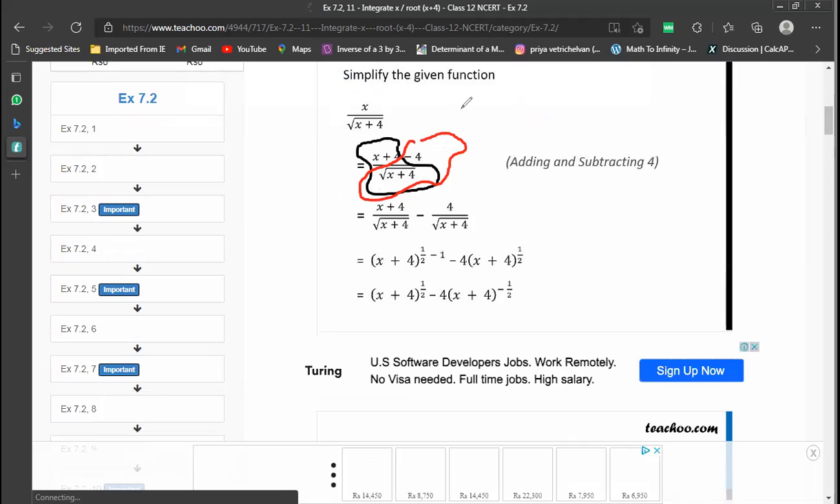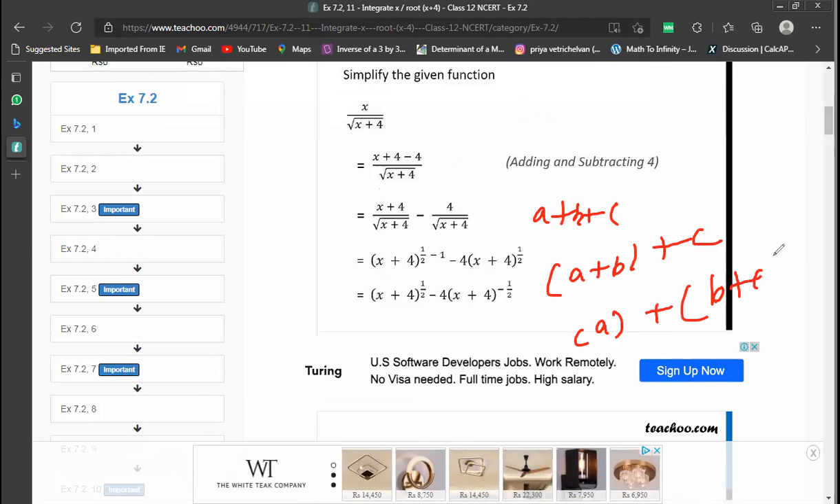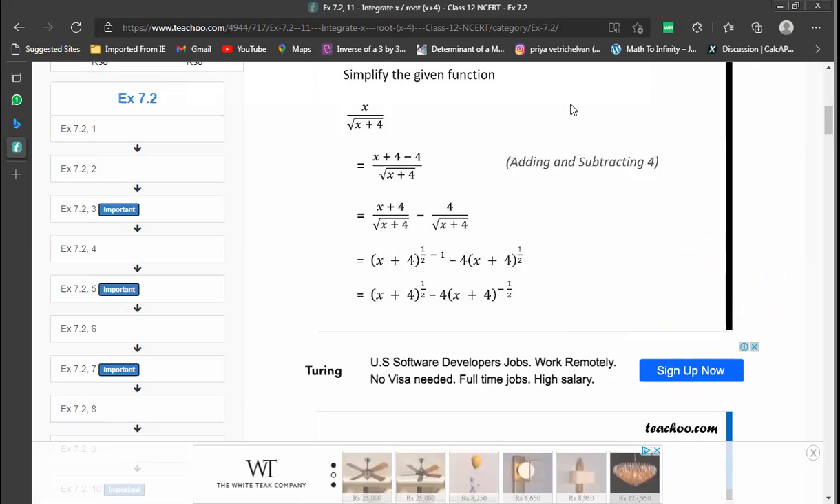And you can write a plus b plus c as a plus b plus c, or else you can club b plus c also. It's your wish. It's just the associative property. This integration supports the associative rule, so you can combine anything. It's only for your convenience.